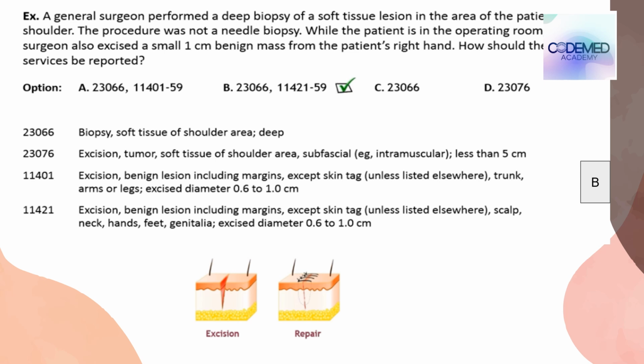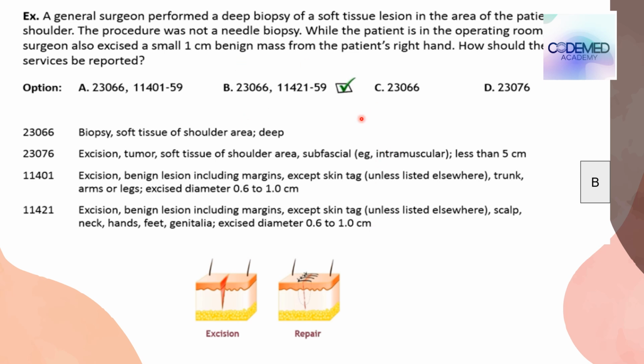So the answer is the B answer, where we are coding the 23066, that is the biopsy soft tissue shoulder area deep, and 11421, it is for the 1 centimeter benign mass from the patient's right hand. And we remember that whenever we are coding for any excision, we look for three things, whether it is benign or malignant, from which area it has been excised, and what is the diameter. If we put it, 11421 is the correct code, because it talks about the area, that is the hand, it is included, benign lesion is included, and the diameter is included.